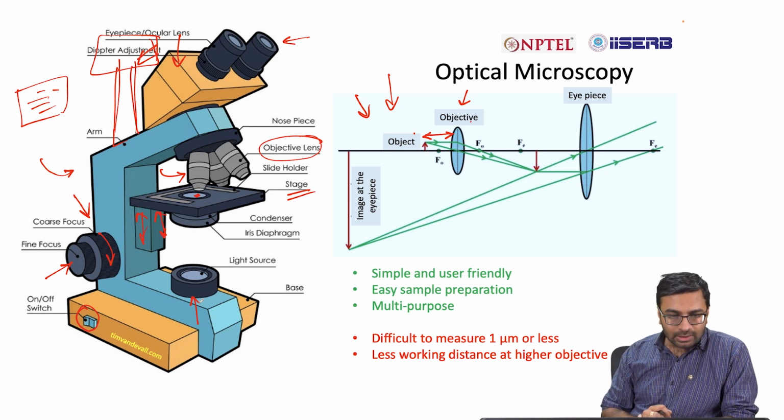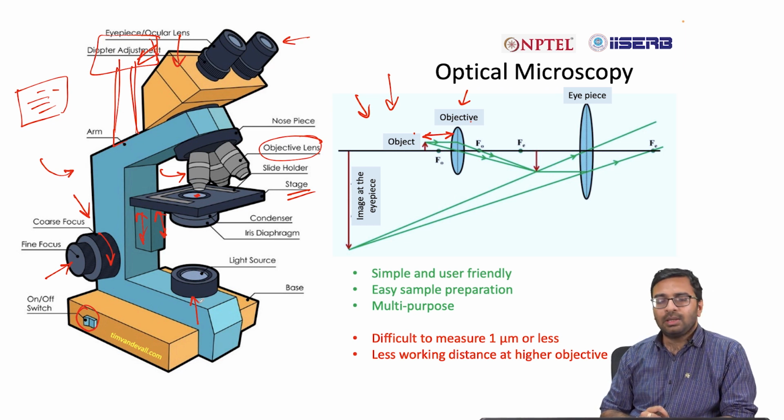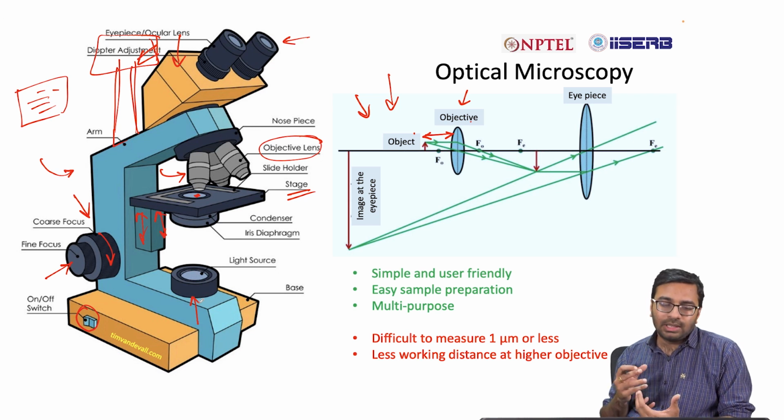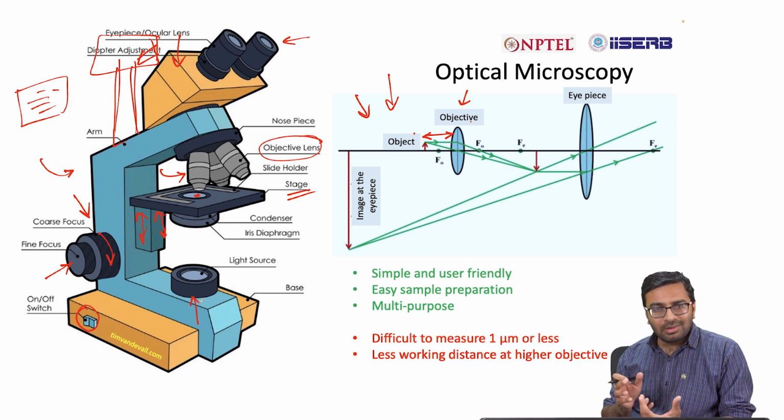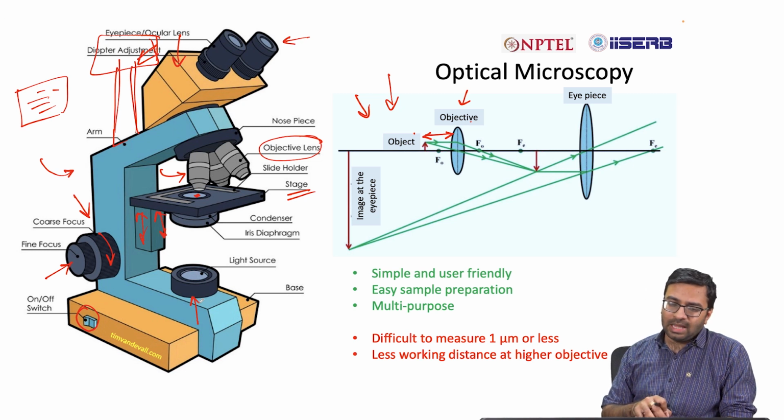Now one of the advantages of an optical microscope is that it's simple and user friendly. It's not very complicated. Anyone can directly go to an optical microscope. Even if he or she has never used it, it will take a few minutes to learn, maybe an hour, to learn how to use an optical microscope. So it's simple and user friendly, and the sample preparation is also fairly easy.